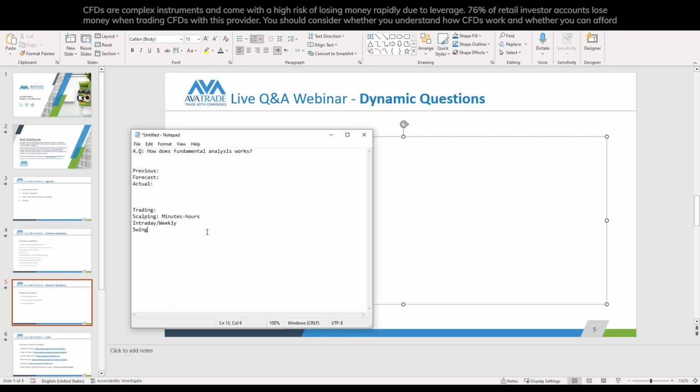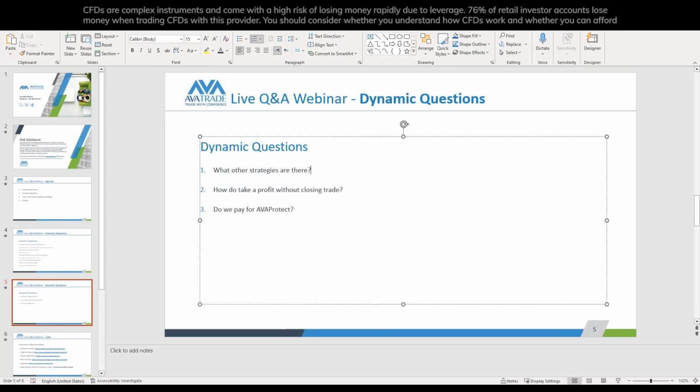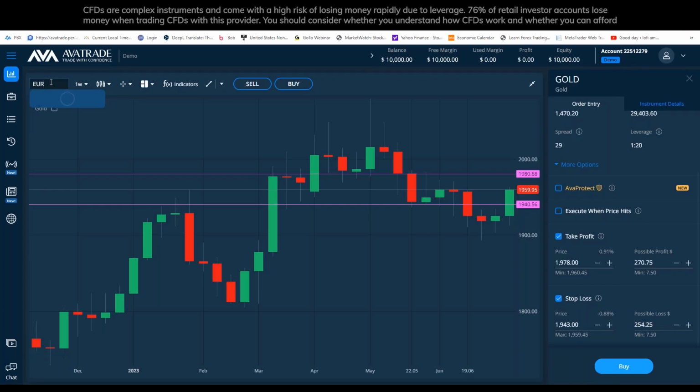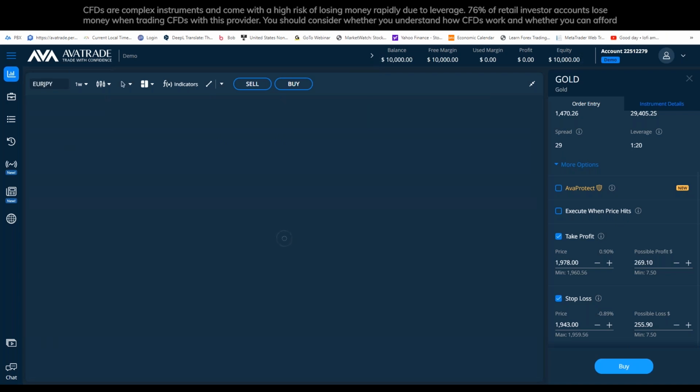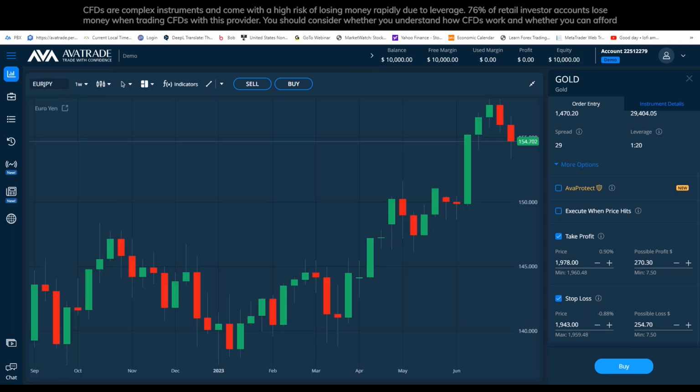This kind of speaks for itself. And this is weeks, months, and years. Each of those umbrellas, I believe, has 1,000 or more strategies underneath. What I showed you is an example of maybe intraday weekly. An example for scalping would be if I'm looking at Euro JPY.